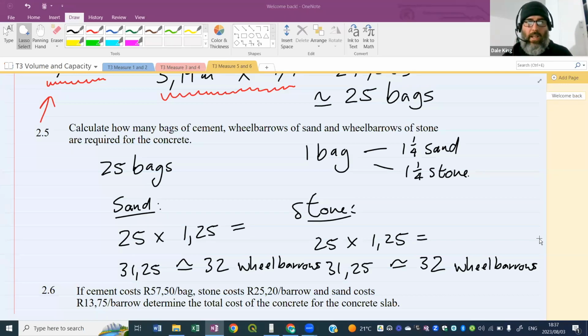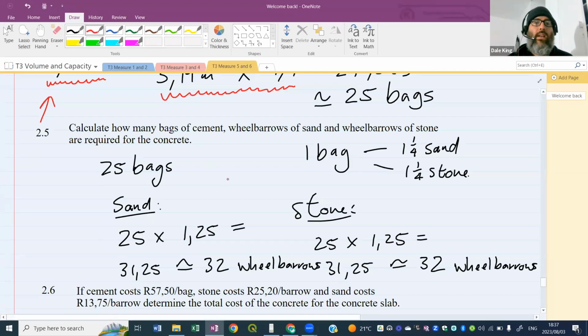Secondly, why did I go to 32 if it says 0.25? Again, if I say 31 wheelbarrows of sand, I won't have enough sand. I'll need more because I need 31,25. I need 31 wheelbarrows and a quarter of a wheelbarrow. If I say, no, just give me 31, I'm still missing a quarter of a wheelbarrow of sand. I won't have enough for the job. So in this case, don't round down to 31. Round up to have enough for the job.